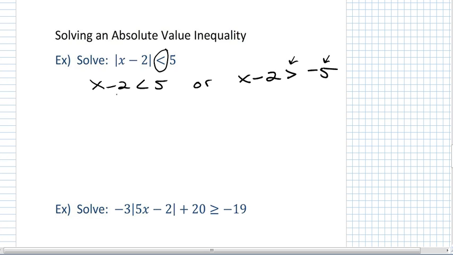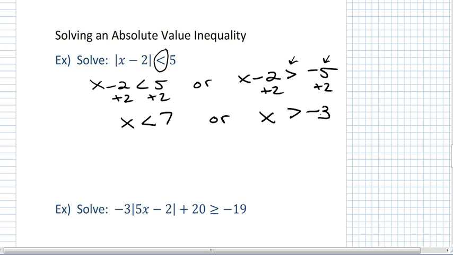Now, we solve both of them. So we add 2 and we get x is less than 7. Or, if we add 2 here, we get x is greater than -3. So if you notice, if you graph them on the number line, here's -3 and here's 7. So it's greater than -3, so it goes that way, but it's less than 7, so it goes this way. So it's basically between the two numbers.